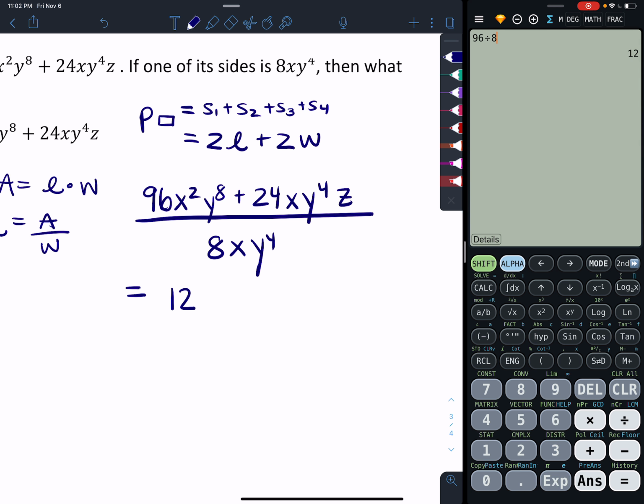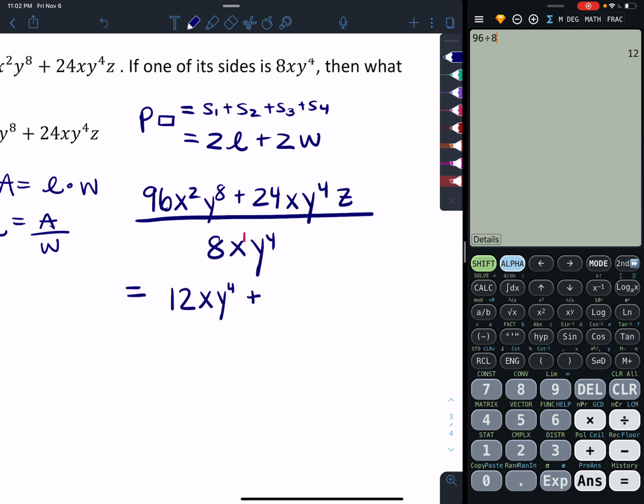12, that's for my number, and now we have to deal with the letters. So we have x squared divided by x. That's going to give me the 2 minus the 1 exponent here. I'm going to have just one x left over. Then I have y to the 8 divided by y to the 4. So I'm doing that 8 minus that 4. So I'm going to have a y to the 4 left.